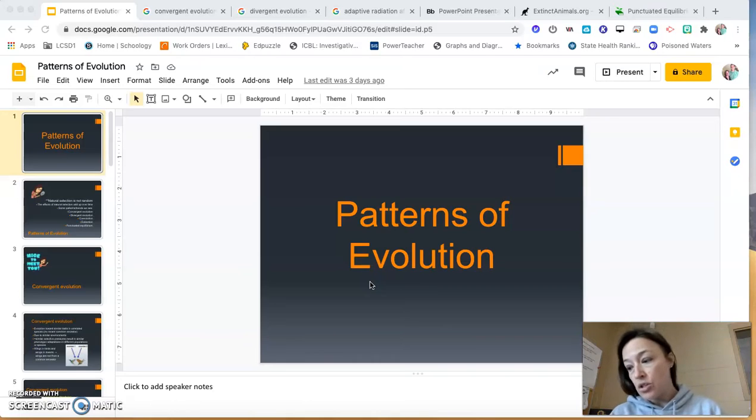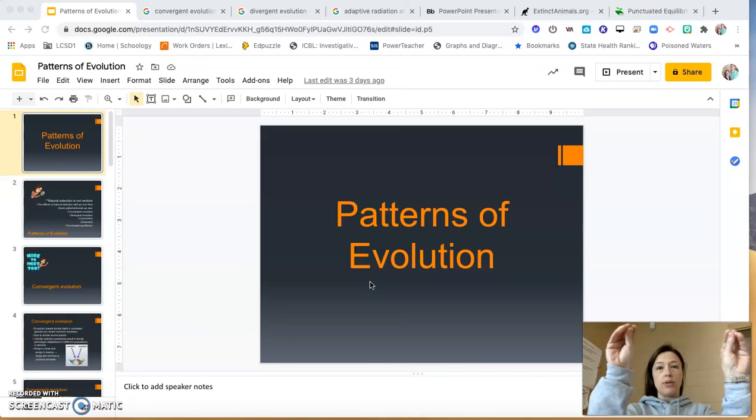The next two deal with convergent evolution, and it is I can explain convergent evolution and I can describe how analogous structures are evidence for convergent evolution. So convergent evolution, to converge means to come together. Convergent evolution is when you have two organisms that are not related, or not recently related, I should say, and then over time they become more similar because they live in a similar environment.